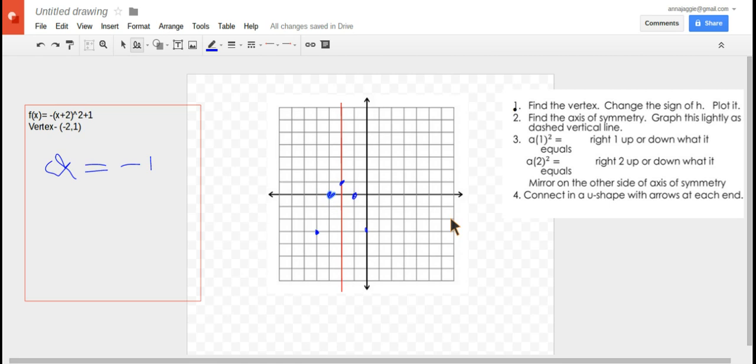Now we just have to connect all of them, making an upside down U shape. Yeah, there we go. And then arrows. There we go. So there we have it.